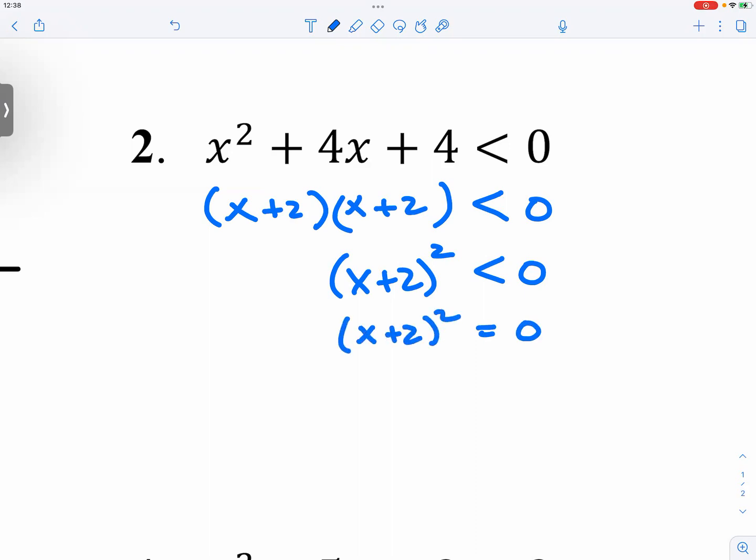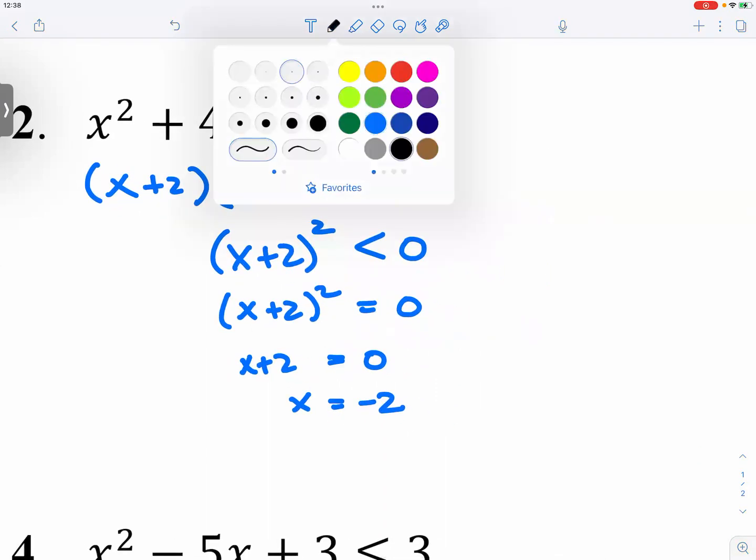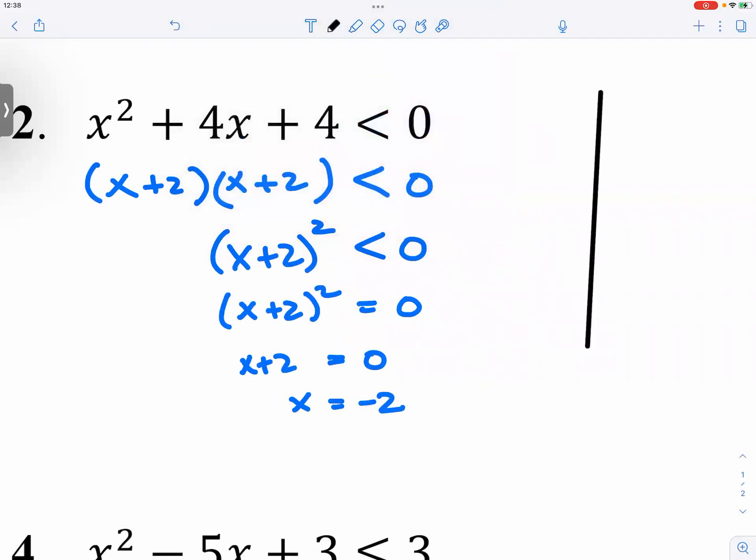So we change the sign from the less than sign to equal. And now we find out what x is. We say x plus 2 is equal to 0, so x is equal to -2. Now, if you make the graph, right here, you will have a root at -2, and your y-intercept will be at 4. Not that it's important, but might as well just do it.